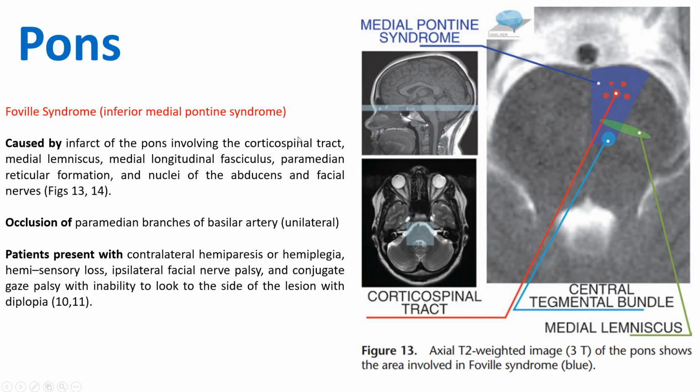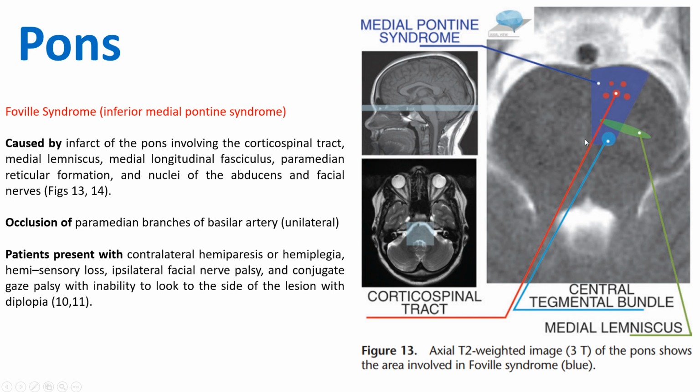The Foville syndrome, or inferior medial pontine syndrome. This is an infarction of the pons involving mainly the corticospinal tract, the medial lemniscus, and the central tegmental bundle. It also affects the paramedial reticular formation and the nuclei of the abducent and facial nerves, the 6th and 7th nerve nuclei.